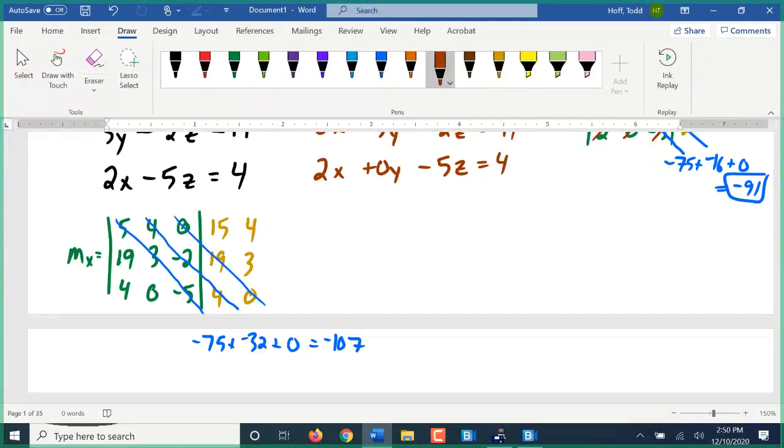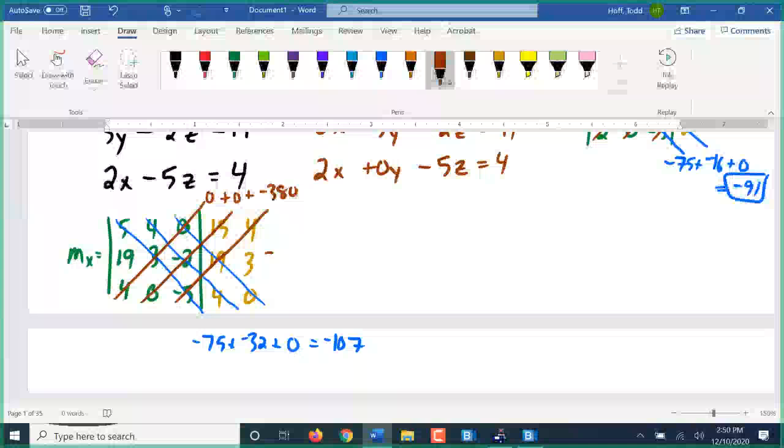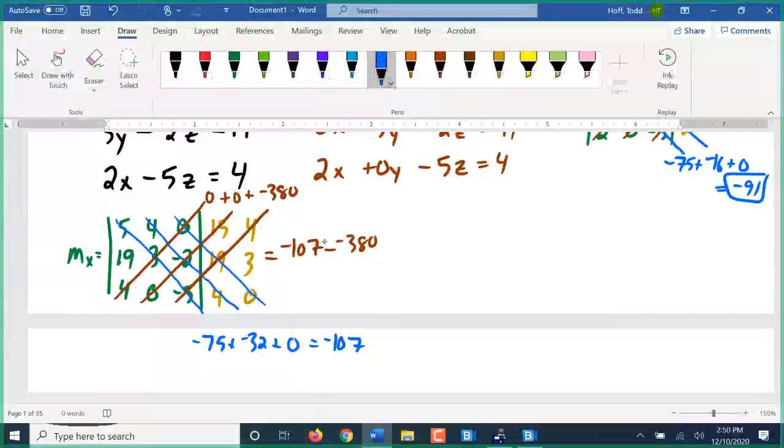Going up, we have 4 times 3 times 0 is 0. 0 times negative 2 times 15 is 0. We have negative 5 times 19 times 4 is a negative 380. So we have negative 107 minus a negative 380. We plus a positive 380, 273.